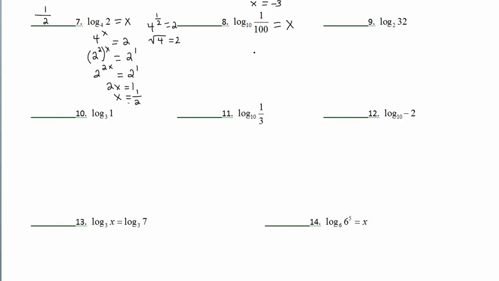Set this log expression equal to x. Change to an exponential. We want to get a base of 10 to equal this base of 10 over here. 100 can be rewritten as 10 squared. Pull 10 out of the denominator, adjusting the exponent to negative 2. Same bases, x equals negative 2.